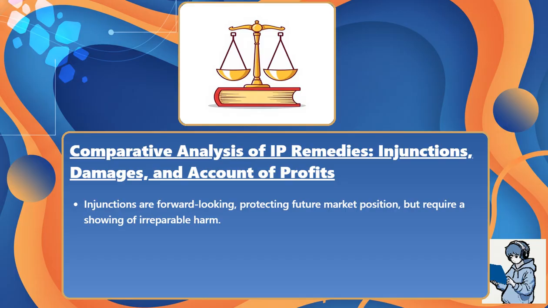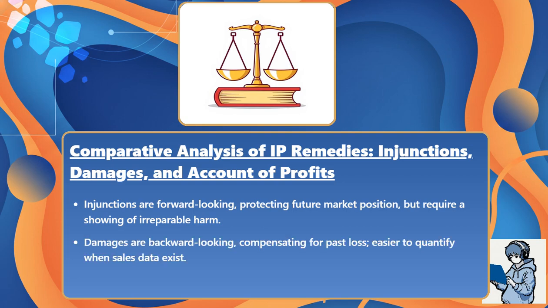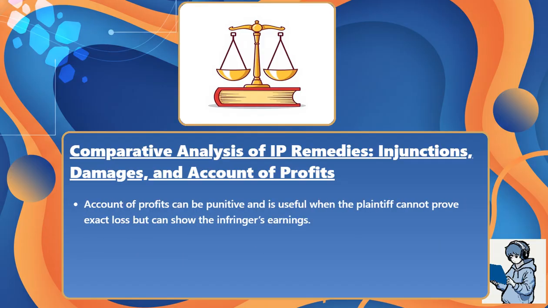Injunctions are forward-looking, protecting future market position, but require a showing of irreparable harm. Damages are backward-looking, compensating for past loss, easier to quantify when sales data exist. Account of profits can be punitive and is useful when the plaintiff cannot prove exact loss, but can show the infringer's earnings.